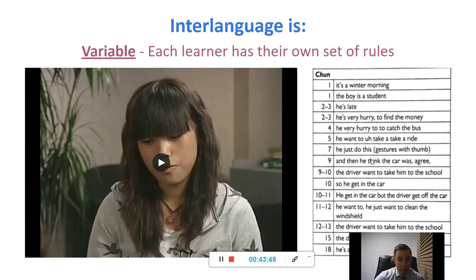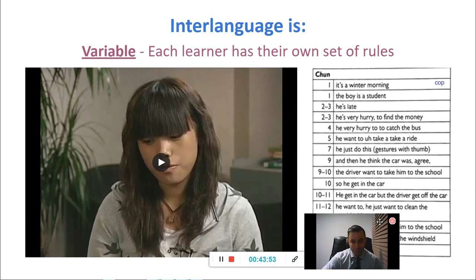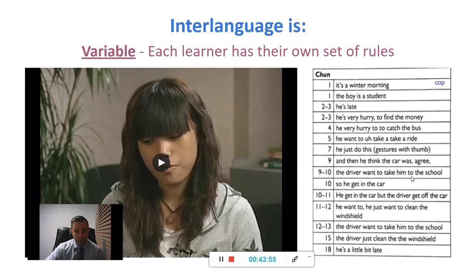All right, welcome back. So it's a winter morning. That's a copula. The boy is a student. That's a copula. He is late. Copula. He's very hurry. No copula. He is very hurry. Because here I'm saying it's copula, but it's being used in a strange way.